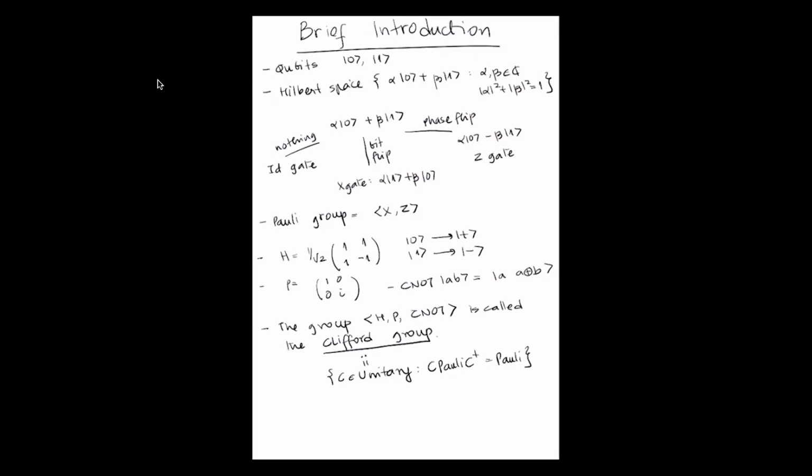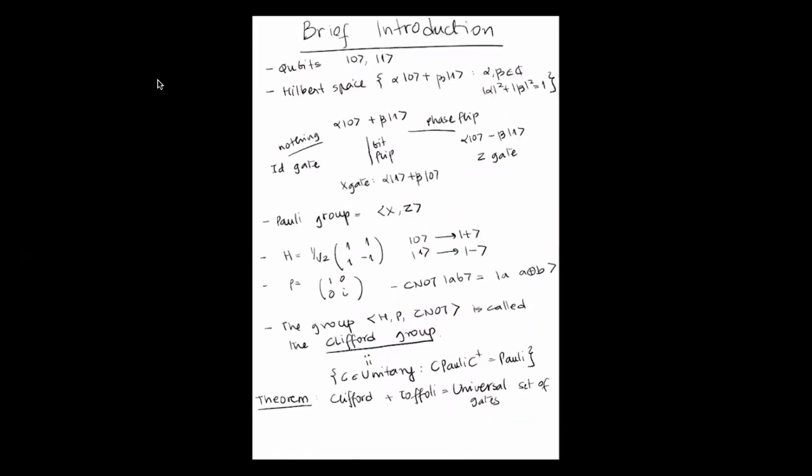Okay, so the group generated by the Hadamard gate, the phase gate, and CNOT is called the Clifford group. And originally, the definition of this group is given as the set of all unitaries that, when you act by conjugation onto the Paulis, you stay inside the Paulis. For instance, just to give you an example, if your Clifford gate is the Hadamard, you apply it to X, and then you conjugate, you get the Z gate. Okay? And both of these are Paulis. So this is the definition of the Clifford group.